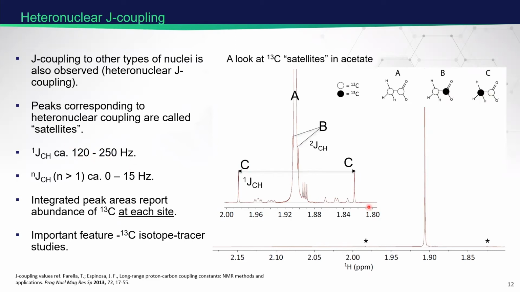And so these are not only diagnostic and indicate the coupling, but we can also integrate these peak areas and they'll report, in this case, natural abundance. And so if you think about carbon-13 isotope tracer studies, these proportions would change if something became labeled. And so we can, in one peak here, in this case in methanol, not only get information about the directly bound carbon, but also neighboring carbons as well. And so it's site-specific labeling.